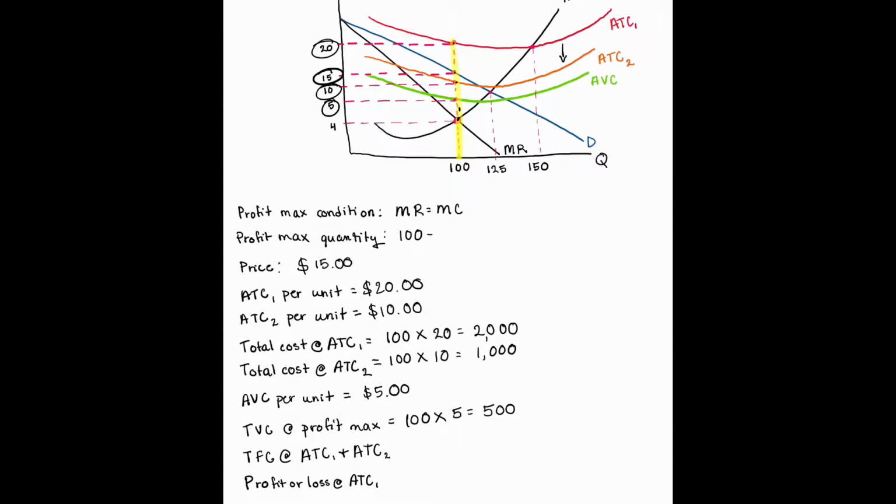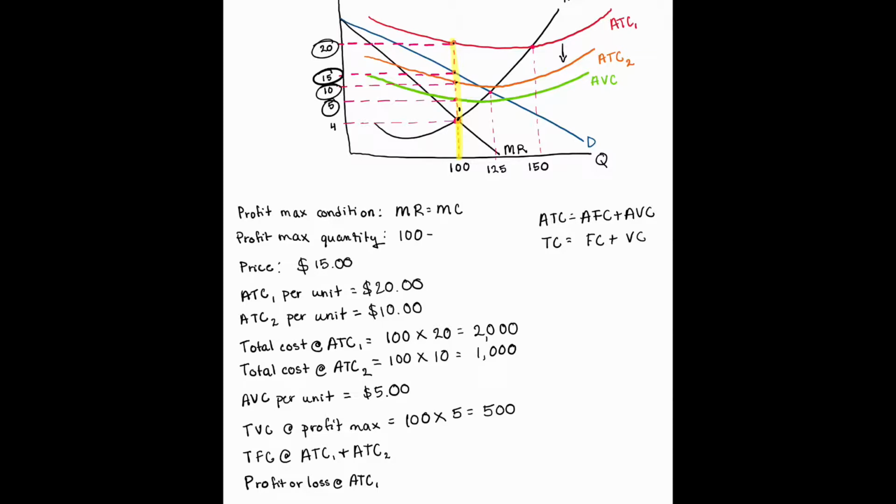Now if I was to ask you to calculate total fixed cost, remember our formula for average total cost: average total cost is made up of two components, average fixed cost plus average variable cost. We already know what our average total cost per unit is, and we already know what our average variable cost per unit is. So then we're able to calculate our fixed cost, and we already know what our variable cost is.